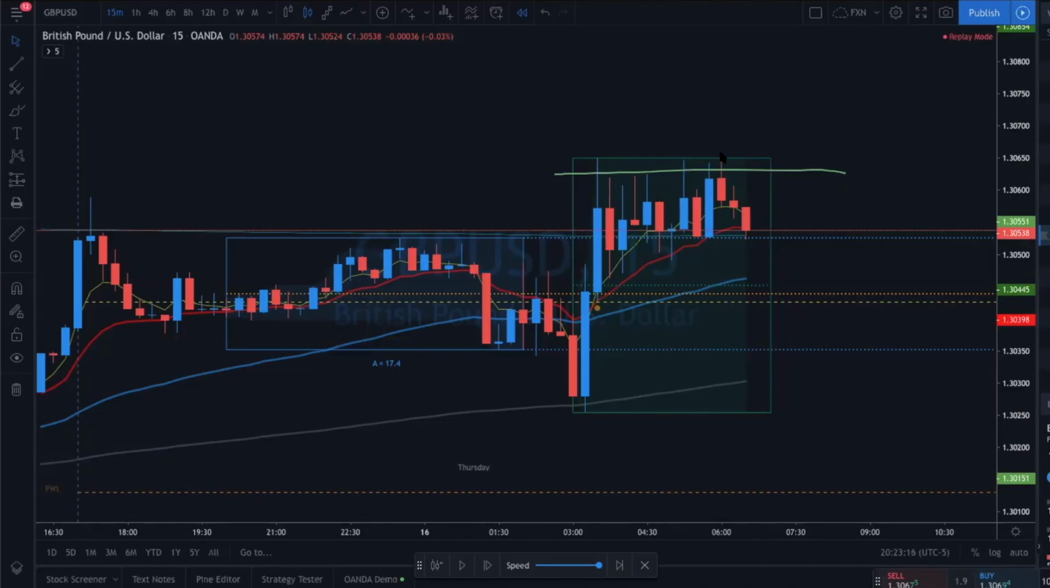Now, let's just say that you call this the second leg. All right, so you see an M here going down, coming up, and then coming back down, and now you're getting towards the end of the session here. What do you do?